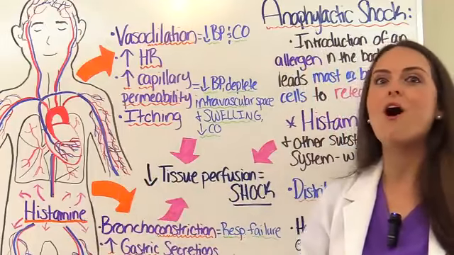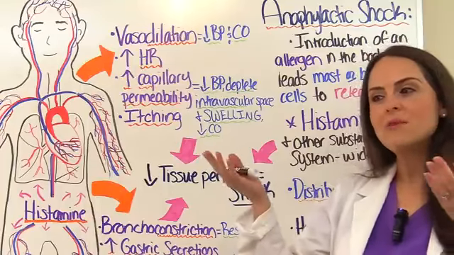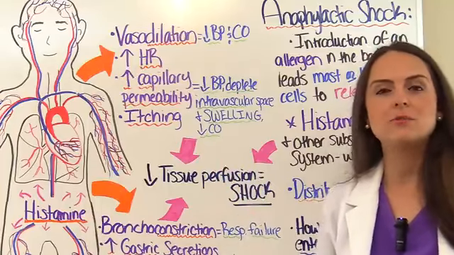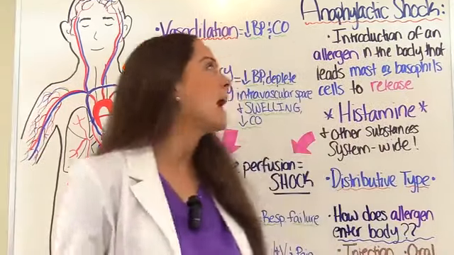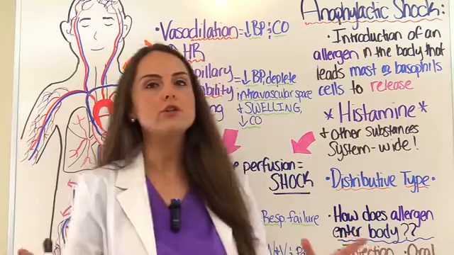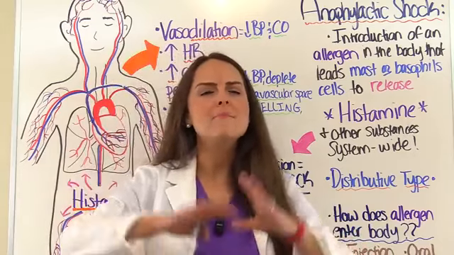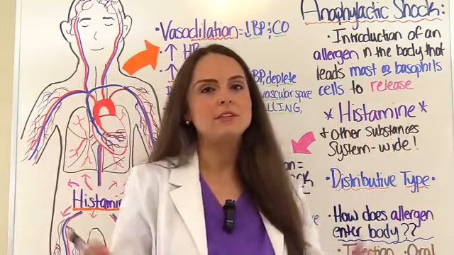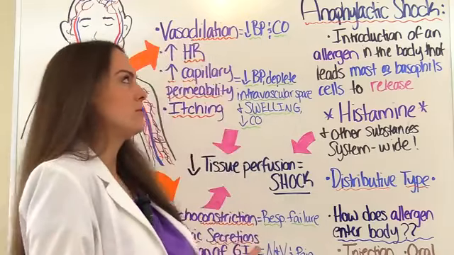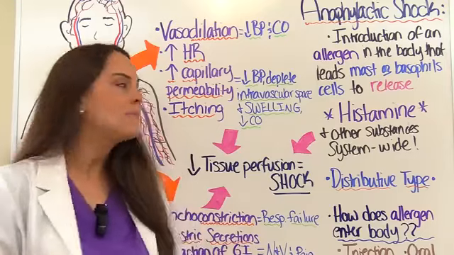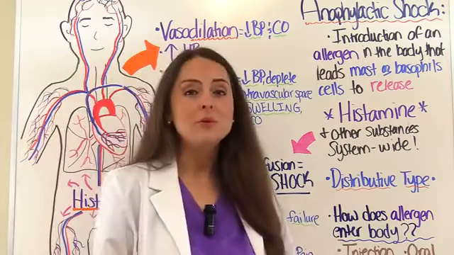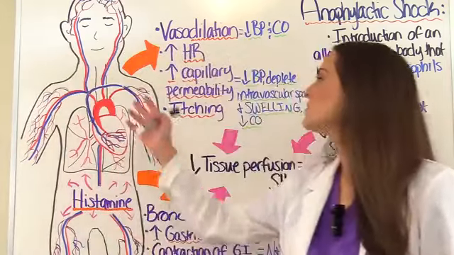So we know from all of our other shock videos, whenever we have something causing decreased tissue perfusion, we have shock. So that's what anaphylactic shock is. We have this allergen that has triggered this response in the body. Massive amounts of histamine are being released, and we're getting decreased tissue perfusion. Hence, we're having shock.